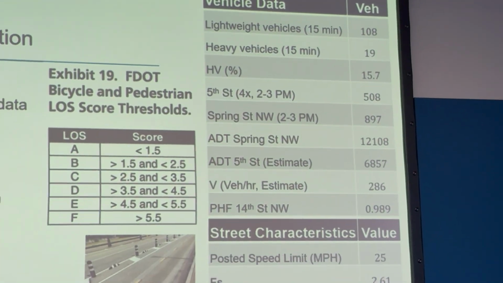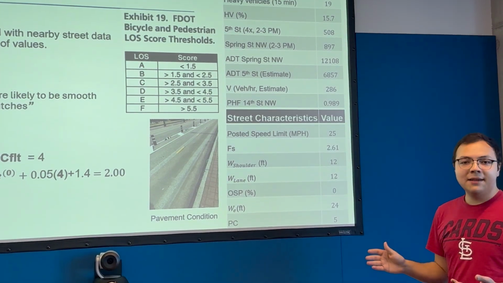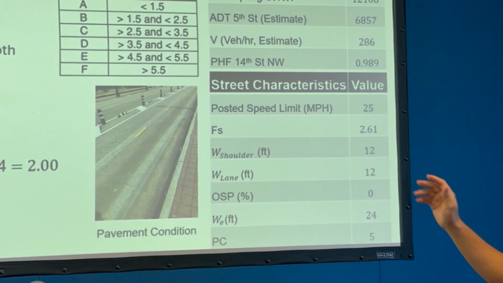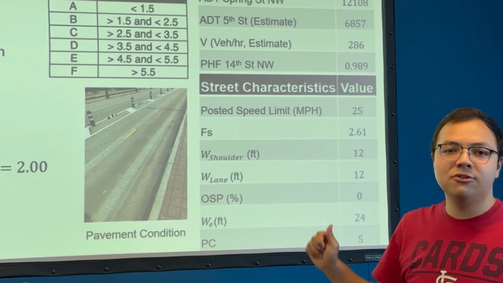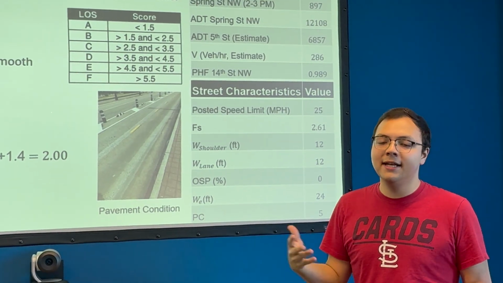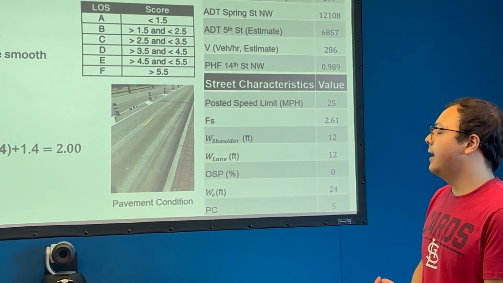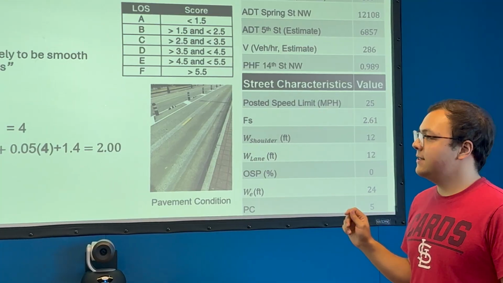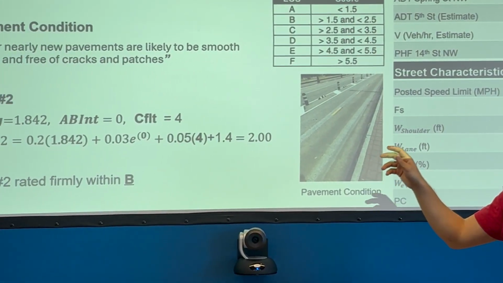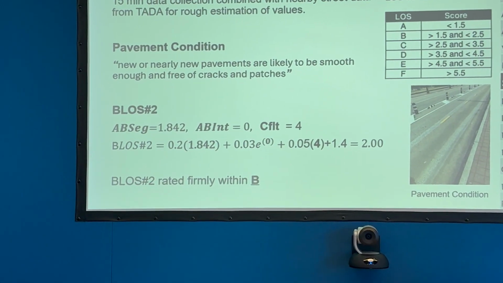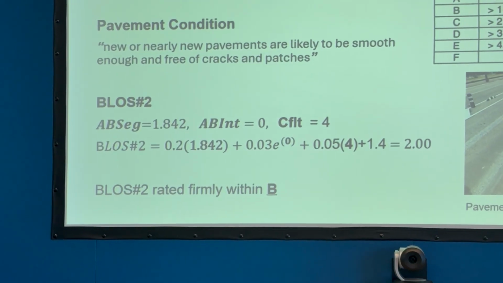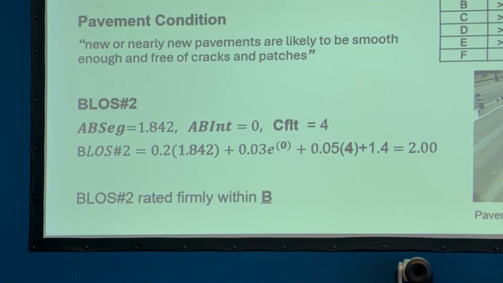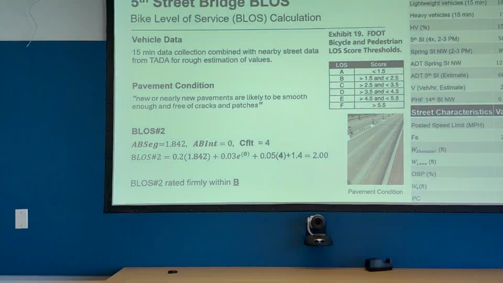And then for street characteristics, a lot of those remain the same, though the PC is a new one, which you can notice from there is quite good condition, likely due to the fact that it's concrete and that lasts longer than asphalt. Overall, this allows us to calculate an AB segment value of 1.842 and a BLOS number 2 value of about 2.0, which places it firmly within a B rating.